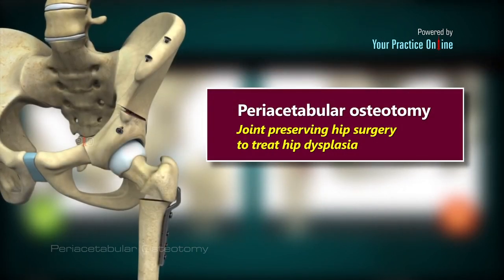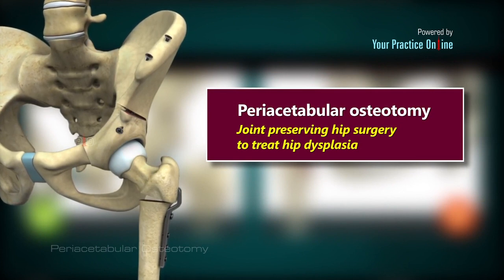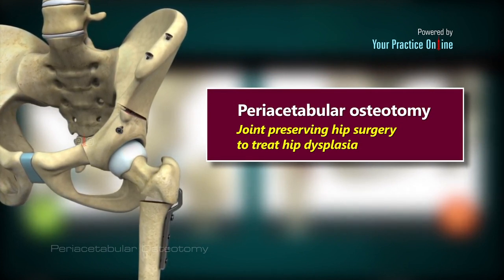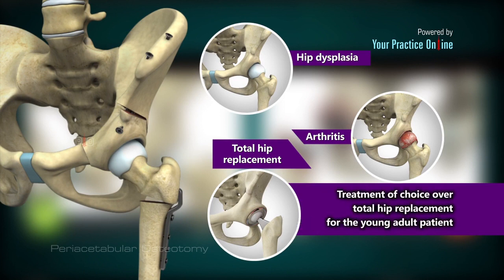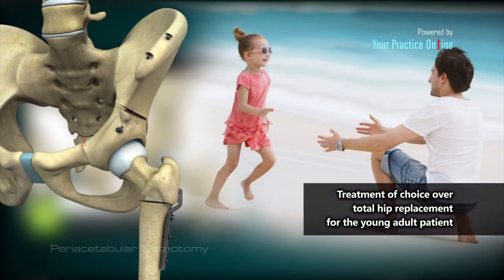Periacetabular osteotomy is a joint-preserving hip surgery to treat hip dysplasia, a condition of abnormal hip development that can lead to pain and arthritis in young adults. It is the treatment of choice over total hip replacement for the young adult patient and has good outcomes in the majority of cases.